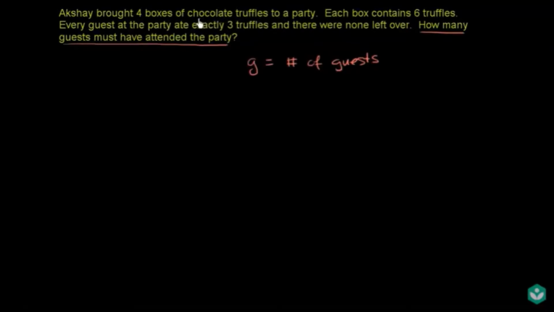So what was the total number of chocolates that we have at this party? Well, he bought 4 boxes, and each box contains 6 truffles. So the total number of chocolates at the party must have been 4 times 6. 4 times 6 truffles must have been the total number of truffles at the party. So let me write this down. This is the number of truffles total.